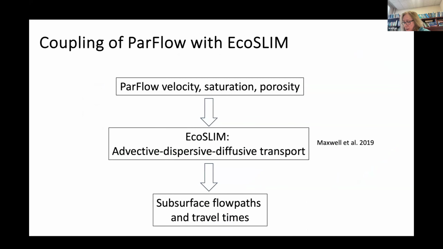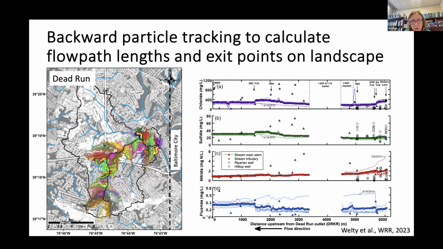Okay, so just quickly, the last example I have here is an EcoSlim example where we've taken the Parflow velocity, saturation, and porosity fields and run them through this advective, dispersive, diffusive Lagrangian particle transport code. This code is kept by Reed Maxwell at Princeton, with a recent publication in 2019. From this model, we can calculate subsurface flow paths and travel times. So our problem of interest was as follows.